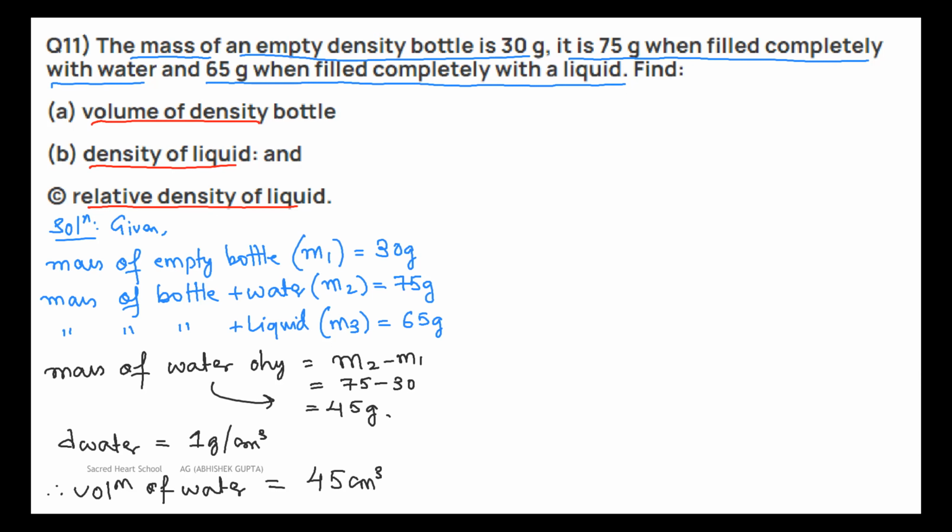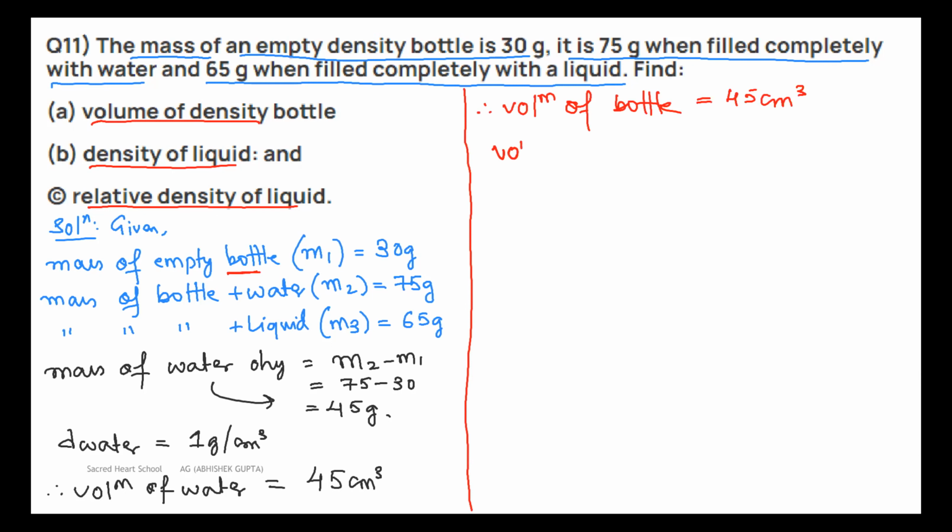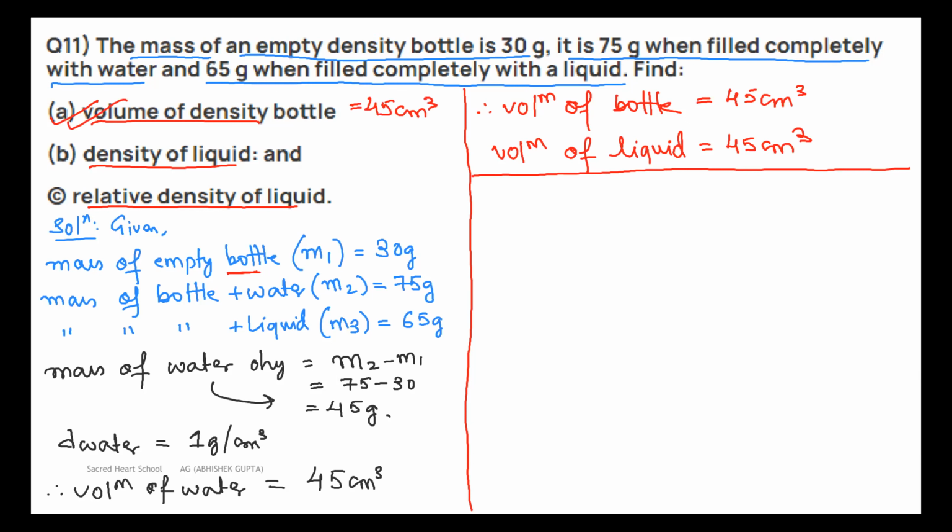Is this clear or not? Now, the volume of water is 45 centimeter cube. Where is the water kept? Water is kept in the bottle. Therefore, can we not say the volume of the bottle will also be 45 centimeter cube? And where is the liquid kept? The liquid is kept in the bottle. The volume of liquid will also be 45 centimeter cube. Is it fine? Great. First part is over. Now, let's calculate the density of the liquid.